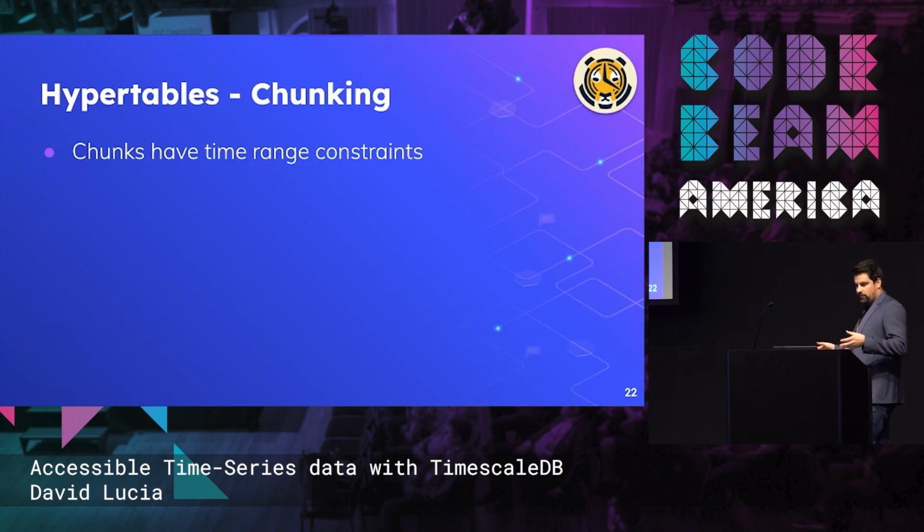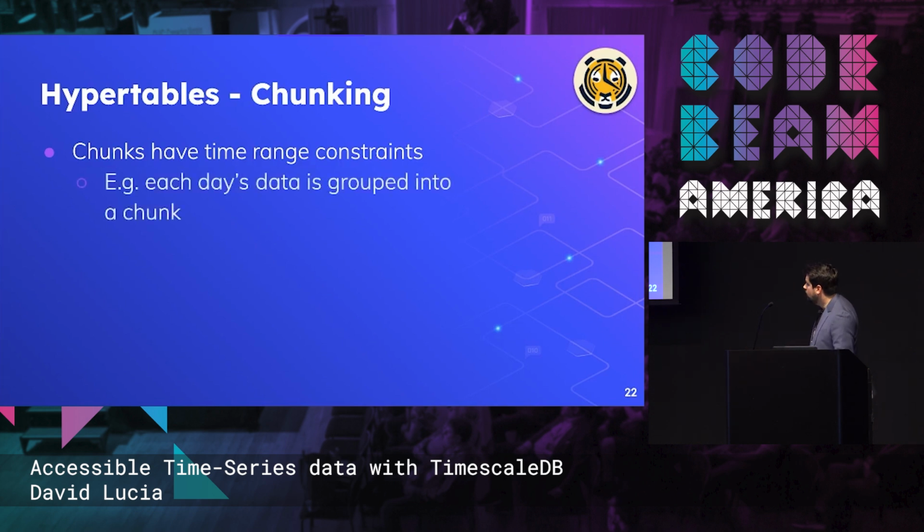All right, so now that we have our table, let's understand what chunks are. So chunks have time-range constraints. They're going to have a start time and an end time. And any event that you generate is going to be automatically put into a chunk based on that time range. So for example, each day's worth of data could be grouped into a chunk. And know that this is all completely configurable within Timescale on a per table basis.